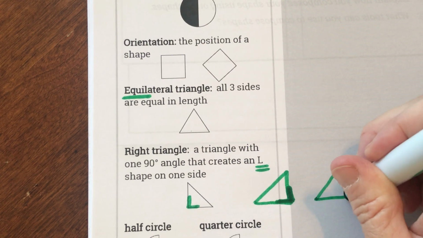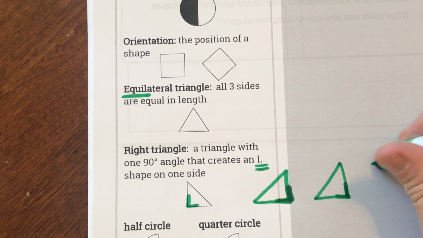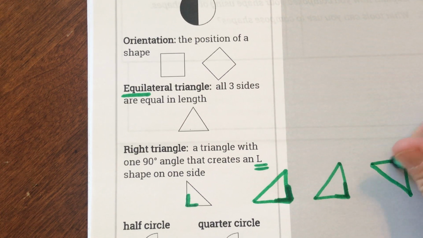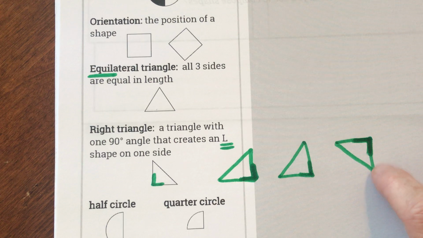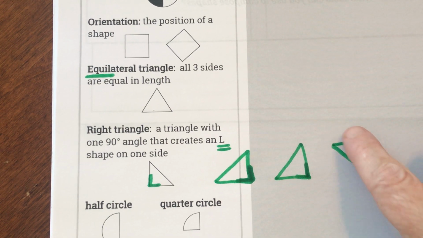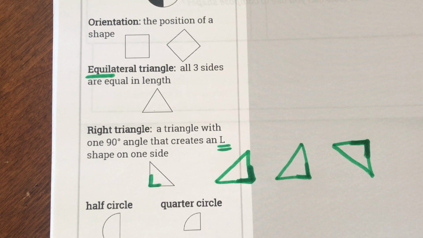Oops, that one's the same. I'm sorry, boys and girls. Let me try that again. Sometimes the L could even be upside down. And this is still considered a right triangle, as long as we can make an L shape.